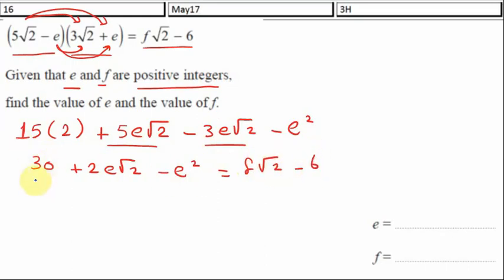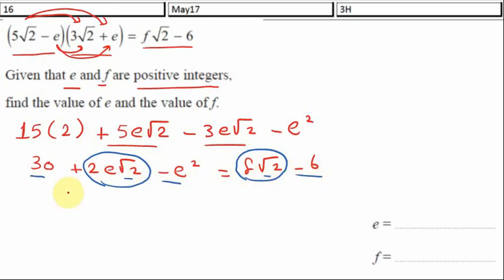Okay, when we compare, we have to put 2e root of 2 equals f root of 2, because here I have the same order and the same root. Okay, and also we have 30 minus e squared will be equal to negative 6.